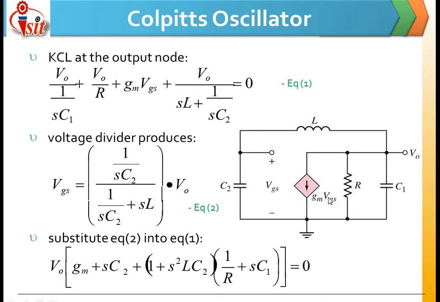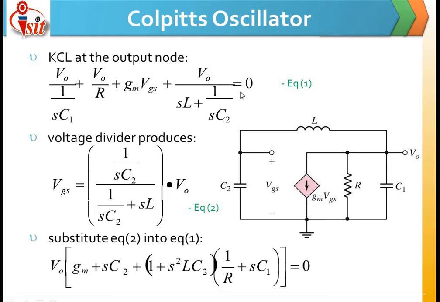Kirchhoff's current law says that the current incoming at any specific node equals the current outgoing from that node. According to this law, see here, the incoming currents in this circuit are V0 divided by 1/(SC1), plus V0 divided by R, plus gm VGS, plus V0 divided by (SL plus 1/(SC2)), is equal to 0. This is equation number 1, the KCL equation for this loop, and that is the incoming current.